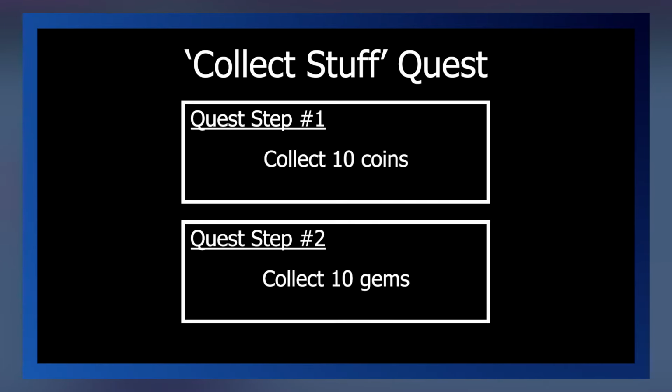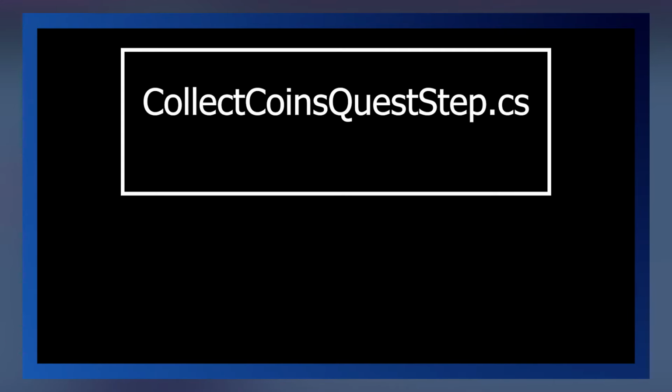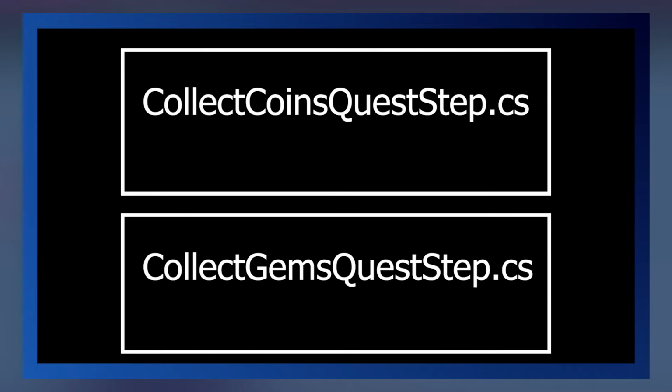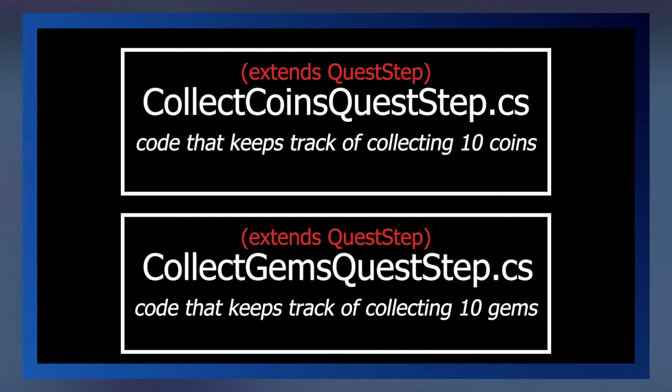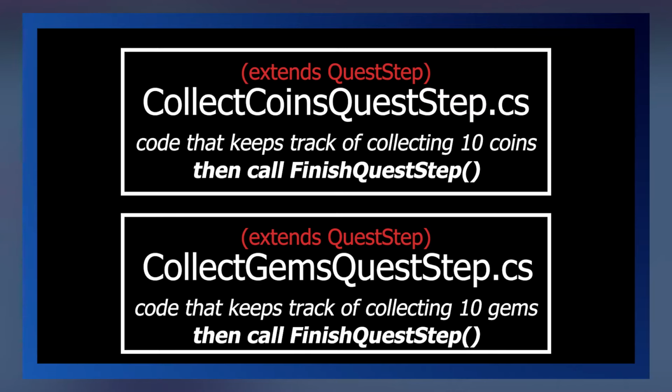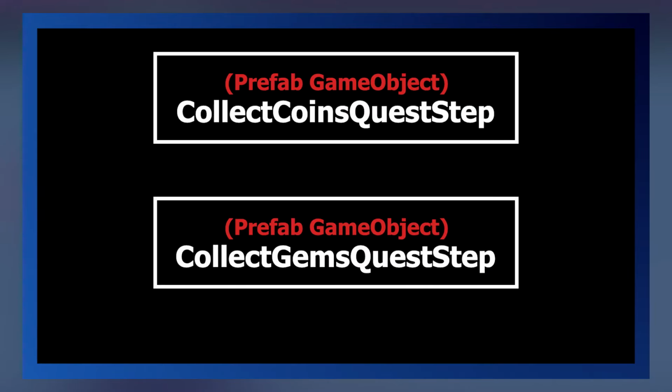Let's say that we wanted to create a quest called Collect Stuff that has 2 quest steps. The first step is to collect 10 coins, and the second step is to collect 10 gems. In this system, we'd create 2 custom scripts for those quest steps: Collect Coins Quest Step and Collect Gems Quest Step, both of which would extend the quest step class and then contain custom code to keep track of when we've collected 10 of those items. And then of course we'd make sure to call the inherited finish quest step method after we finished that step. Then we'd create prefab game objects for those quest steps that can be instantiated into the scene.